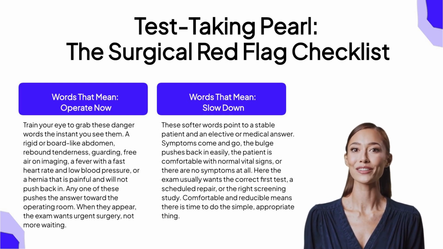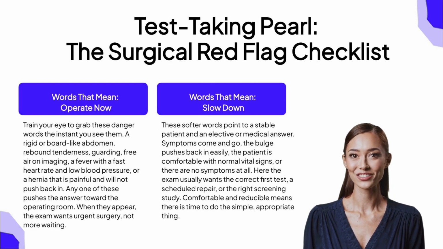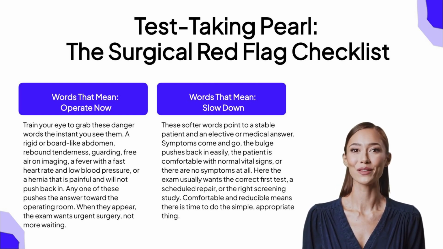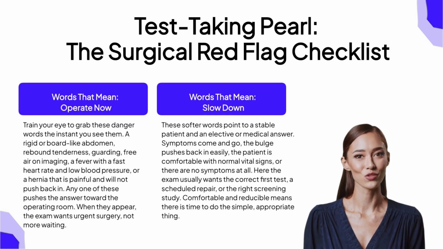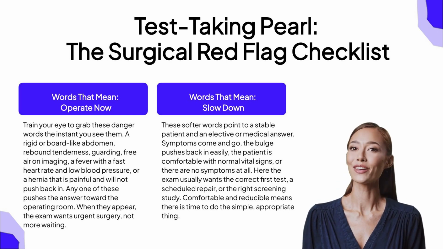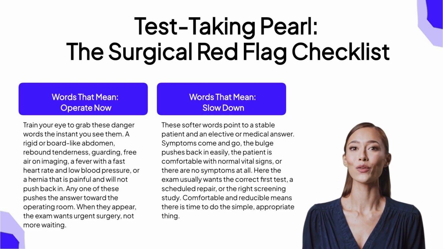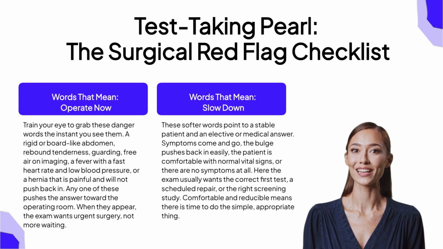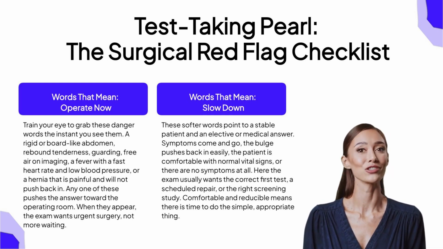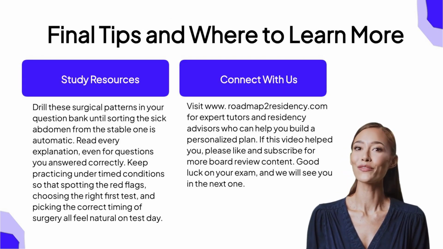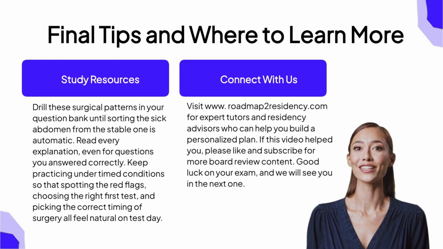Second, learn the words that mean slow down: symptoms that come and go, a bulge that reduces easily, a comfortable patient with normal vital signs, or no symptoms at all. These point to the correct first test, a scheduled repair, or the right screening study. Sort a stem into one of these two buckets in the first few seconds, and you will get most surgical questions right. That wraps up our review of common surgical procedures for Step 3.